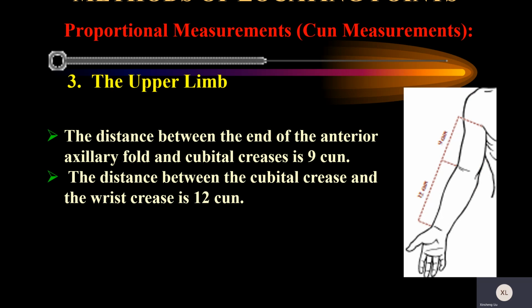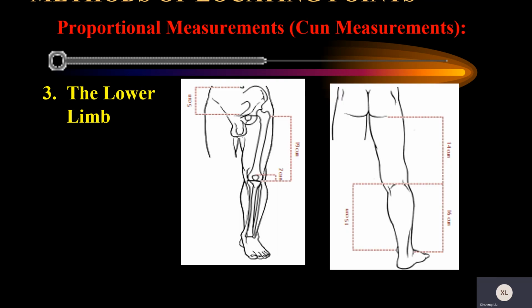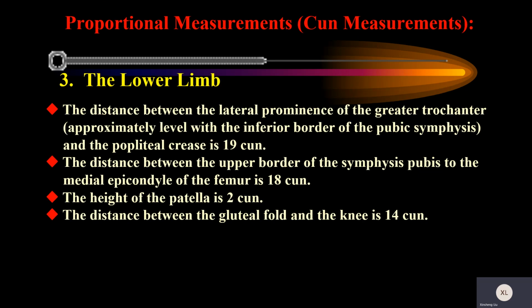Next one is upper limb. The distance between the end of the anterior axillary fold and the cubital crease is 9 cun. We mentioned, right? 9 cun. The distance between the cubital crease and the wrist crease is 12 cun. Remember this. The lower limbs have many different cun measurements, right?